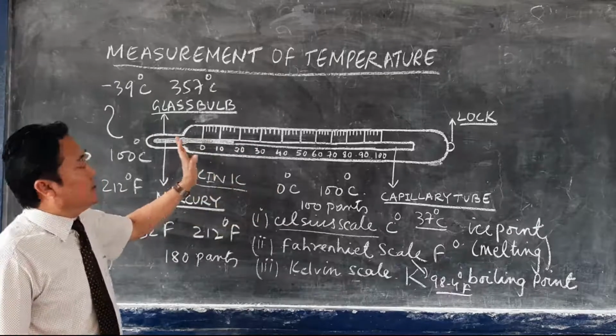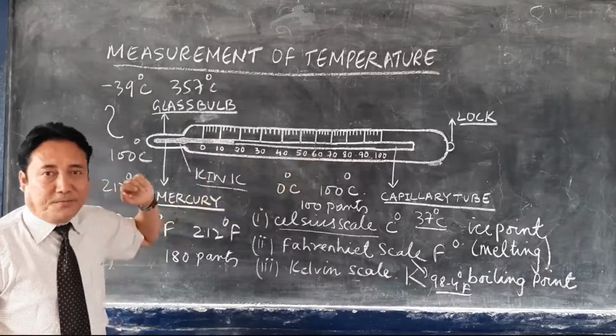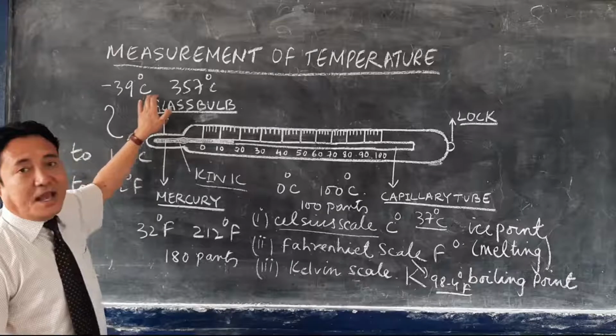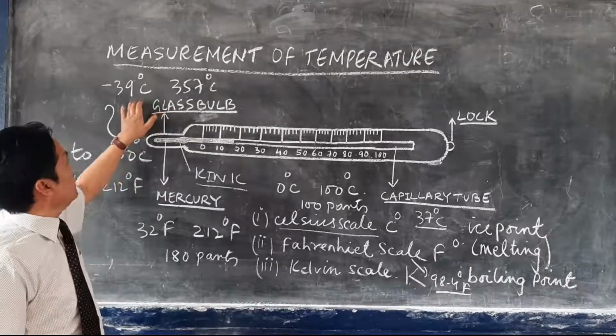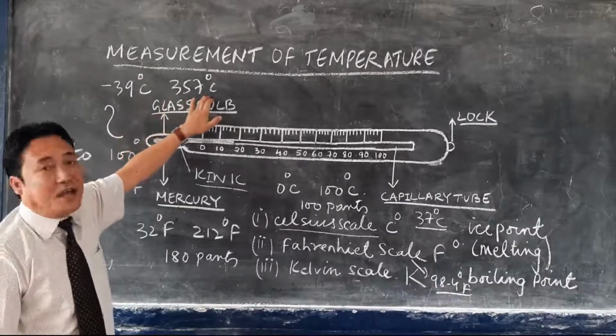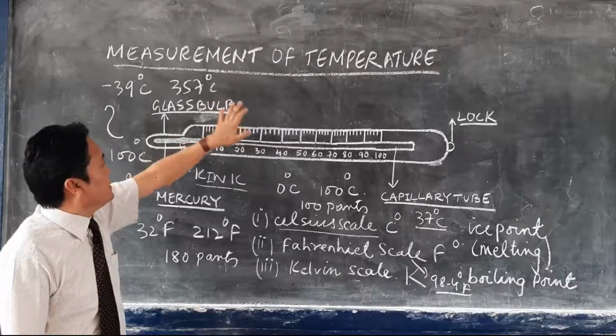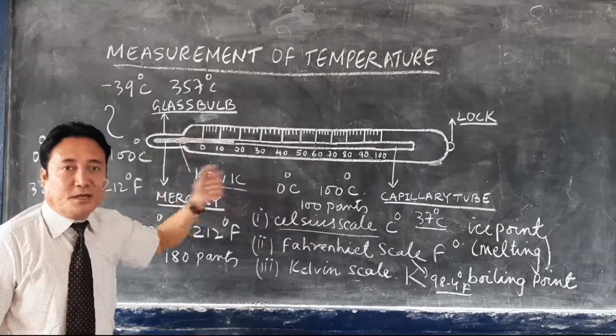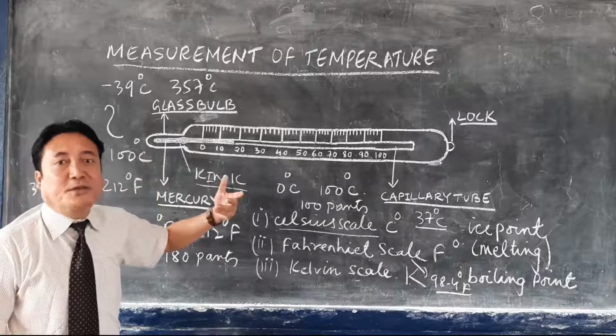So the rise of mercury is uniform, and mercury has a very low freezing point, minus 39 degrees Celsius, and a very high boiling point, 357 degrees Celsius. It does not stick to the glass. The expansion of mercury is uniform.